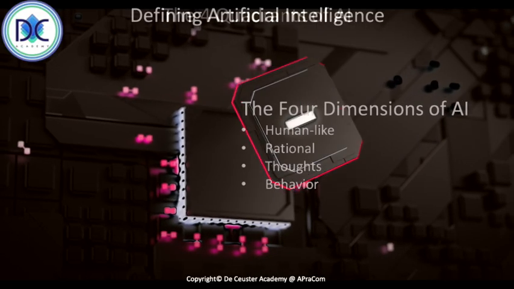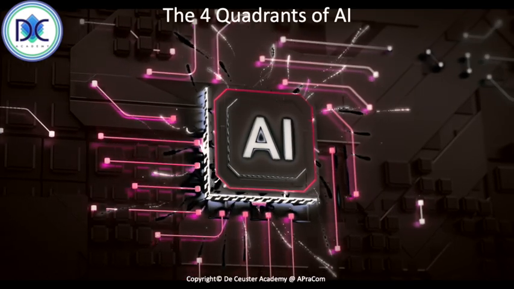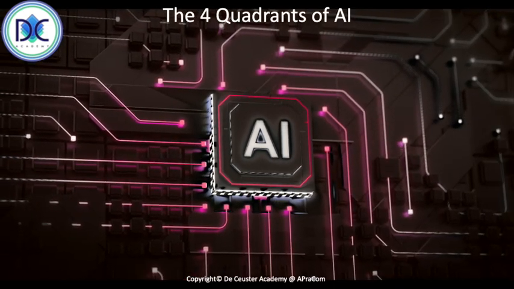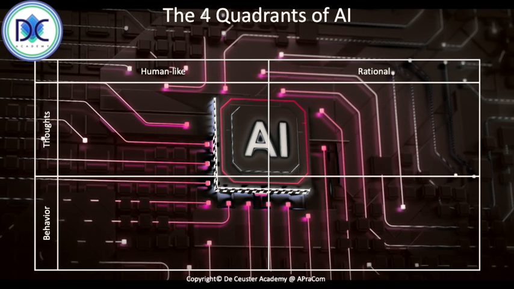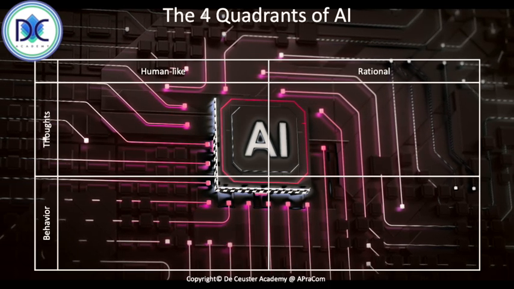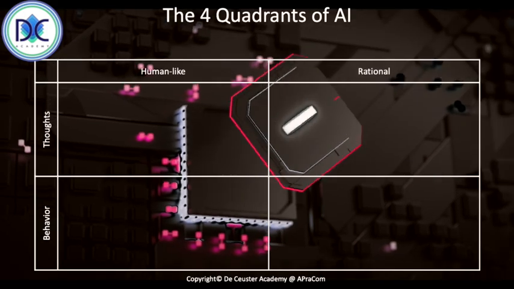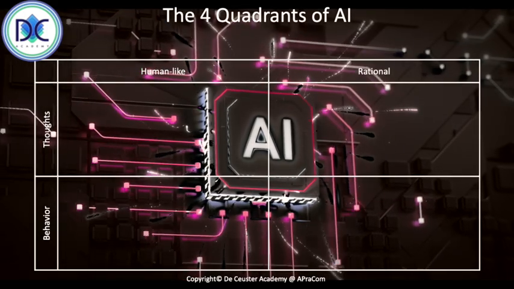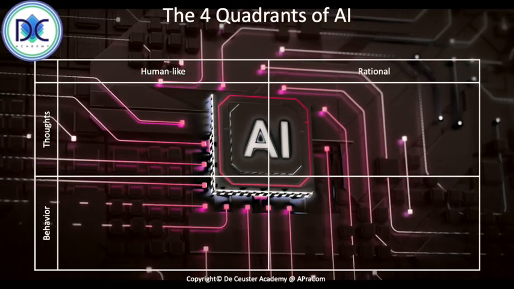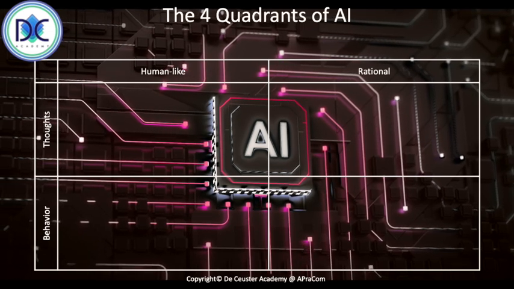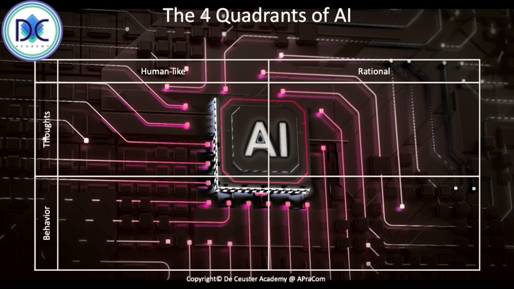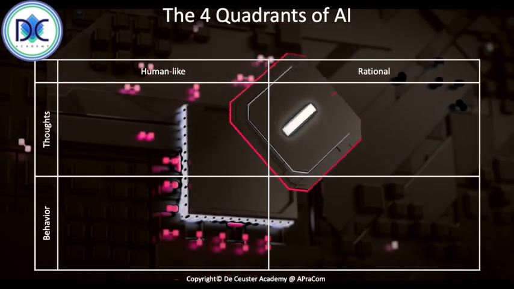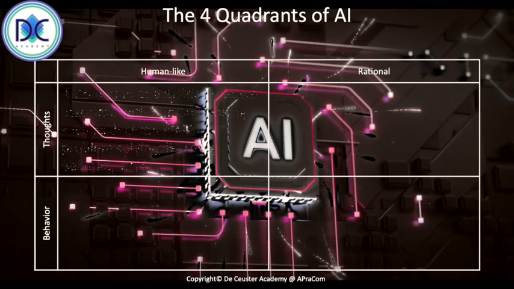We will be looking at the 4 quadrants of AI. The 4 quadrants, here we see all the quadrants. On the top row, we have the columns where we look at human-like and rational aspects of AI. And in the rows, we find behavior and thought aspects of AI. Let's have a look at how these 4 quadrants can be defined.